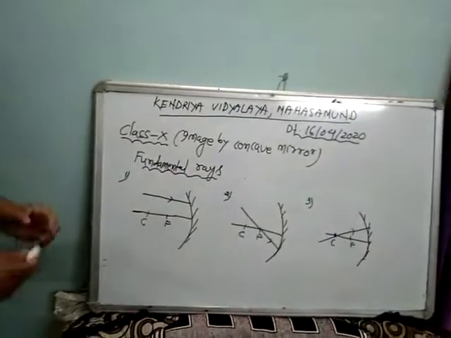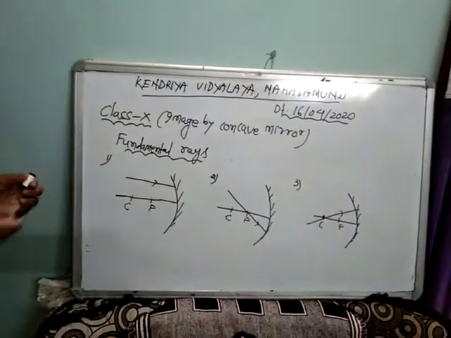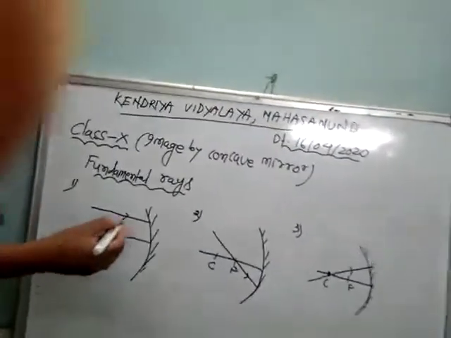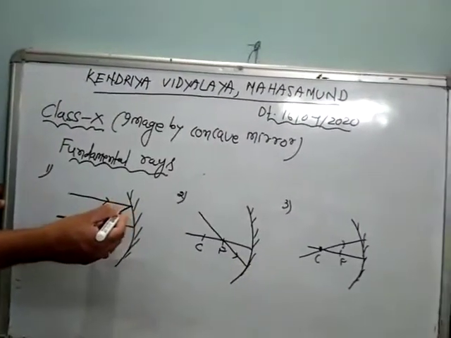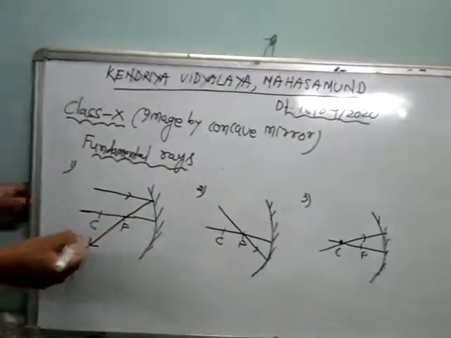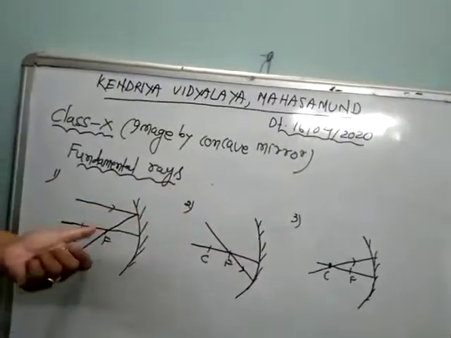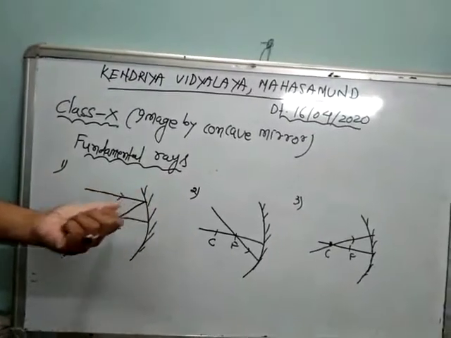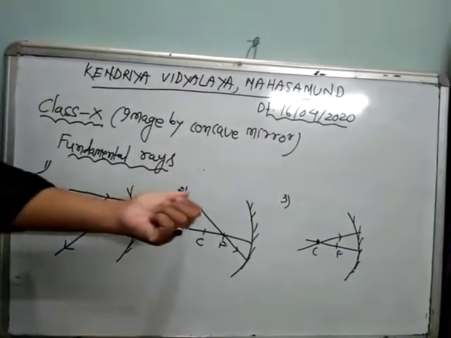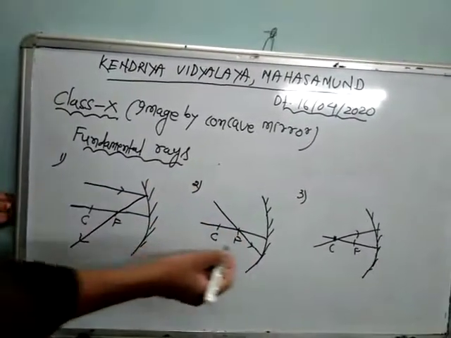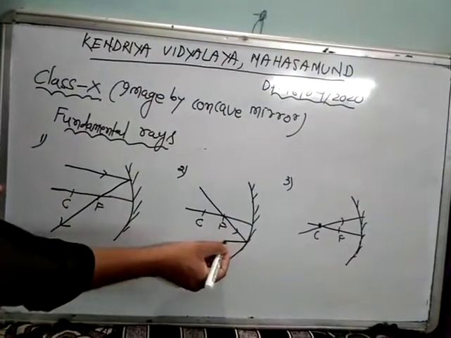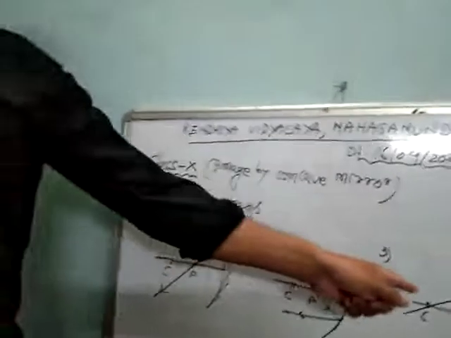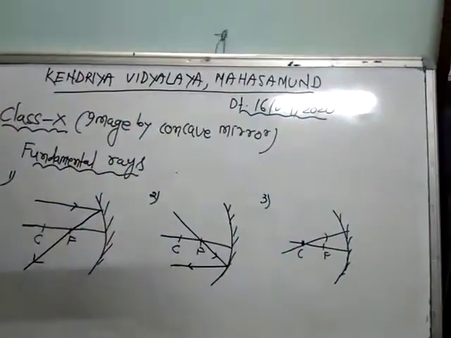So let us see the first case. Of course this is the definition of focus. If the ray of light is parallel to the principal axis, after reflection it will pass through the focus. Second one, just the opposite of this: if the incident ray is passing through the focus, then definitely after reflection it will be parallel to the principal axis. And third one, can you see what will be the path of the reflected ray?